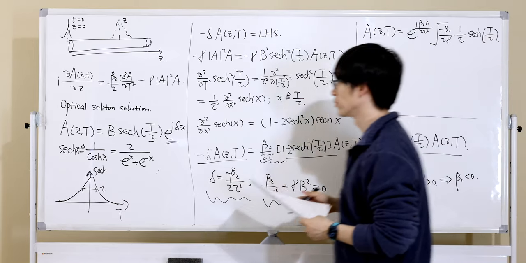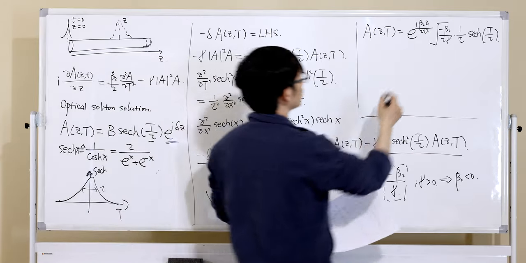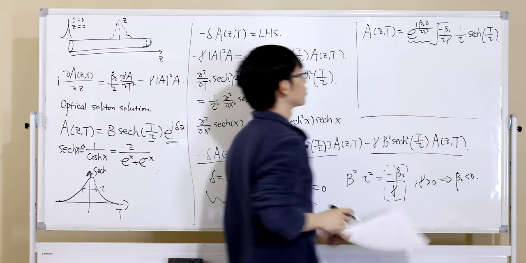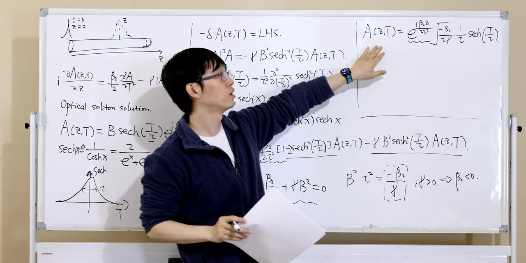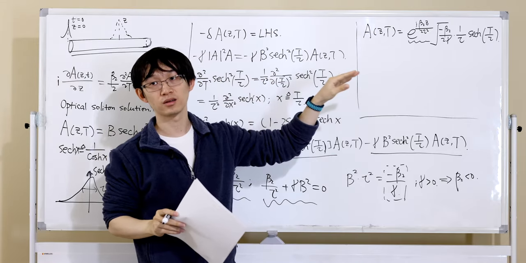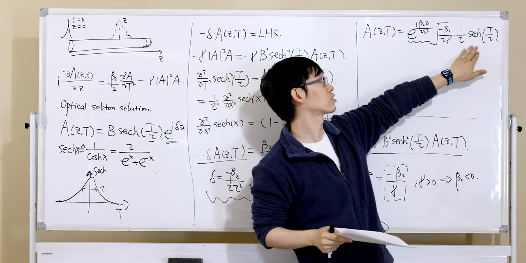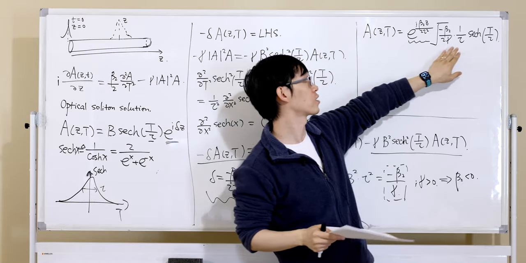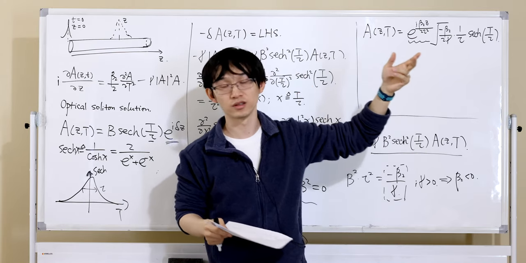Okay, this is the solution. And you see that in this solution, the only z component is in the phase. So what it tells us is that this solution is able to propagate along the fiber without changing the shape of its waveform, and also without changing the amplitude of its waveform, if there's no loss.